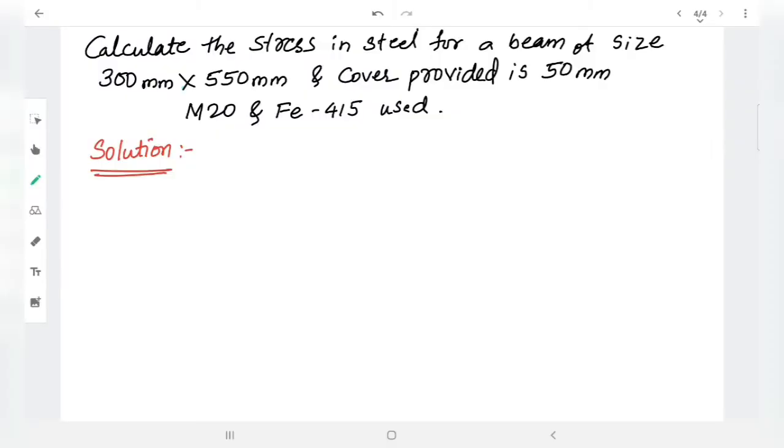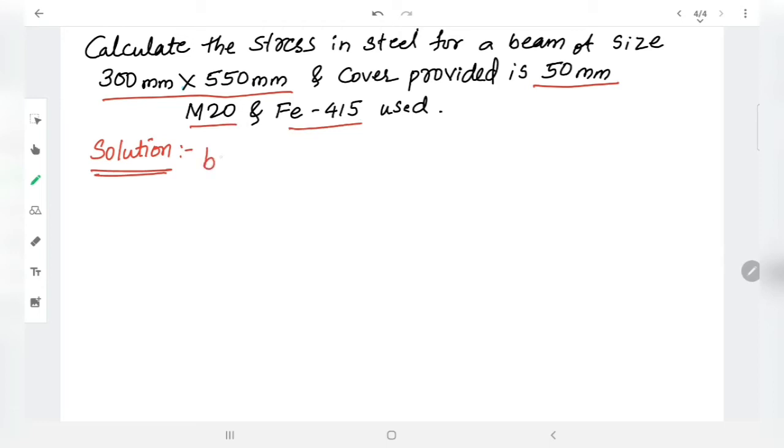Discussing the calculation of stress in steel. Before that, we have taken a problem: calculate the stress in steel for a beam of size 300 mm by 500 mm. The size of the beam is 300 and 500 mm and the cover provided is 50 mm. D dash is 50 mm. M20 and Fe 415 steel is used. Here, first I will write the given data.